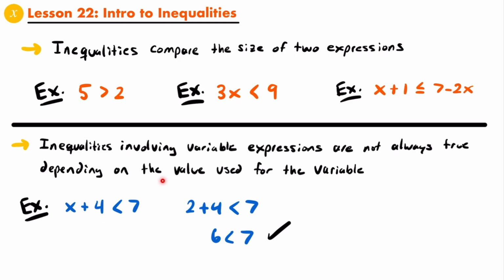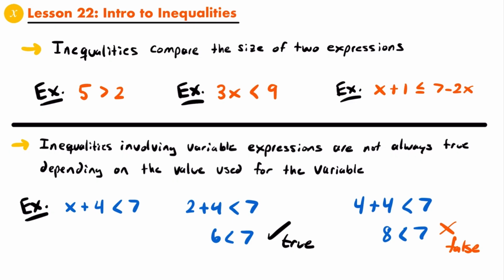But now instead of letting x equal 2, watch what happens if we let x be equal to 4, right? If x is 4, we'll have 4 plus 4 is less than 7, and 4 plus 4 is 8, so we have 8 is less than 7, but that is not a true statement, right? 8 is not less than 7, 8 is bigger or greater than 7. So while we did have a true statement for when x equals 2, we have a false statement when x equals 4. And so this is very similar to equations in that not every value for the variable is going to result in a true statement.